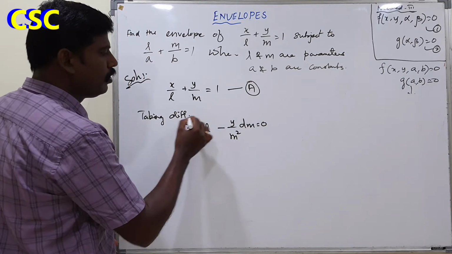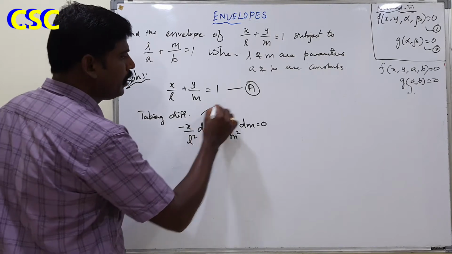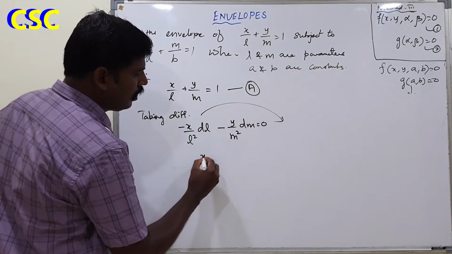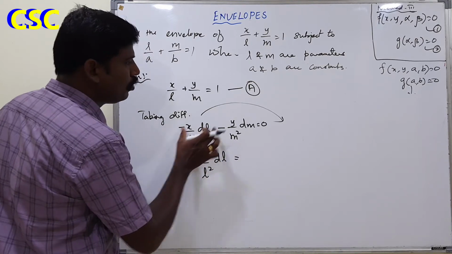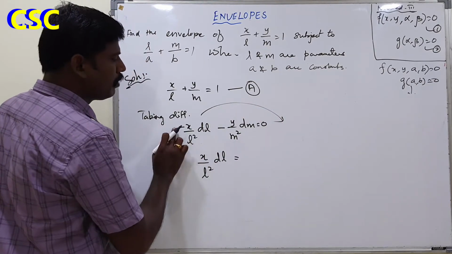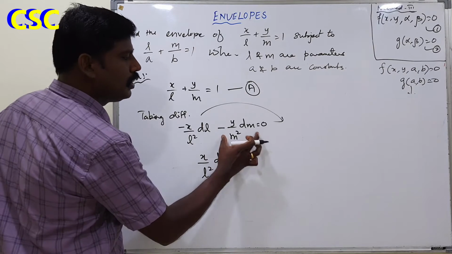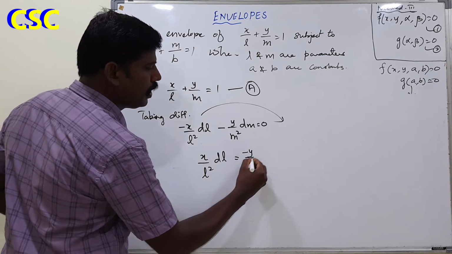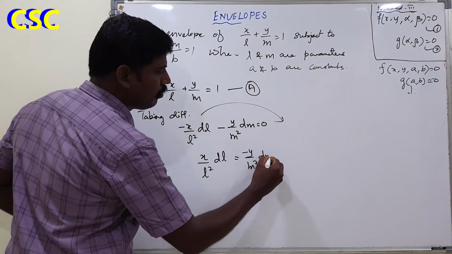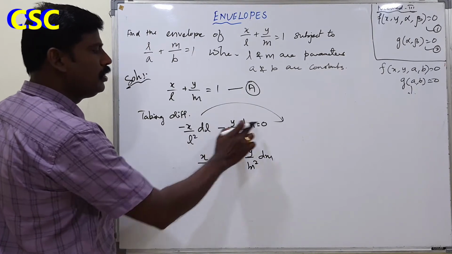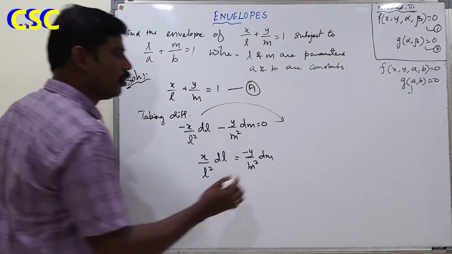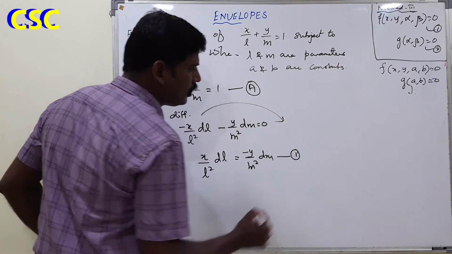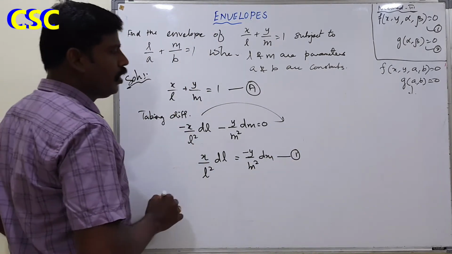Now I am going to find the value of dL by taking the term to the right hand side. X by L square into dL equals, on the right hand side, minus Y by M square into dM. Otherwise, you can multiply this equation by minus 1 and take this term to the right hand side, and you will get the same thing. You can follow either of the steps. We call it 1.